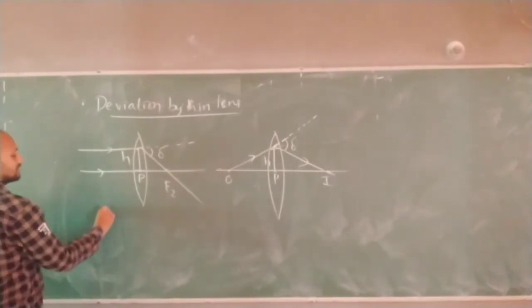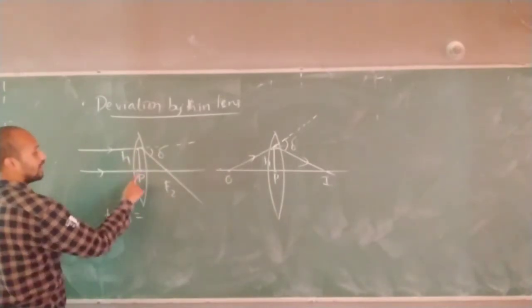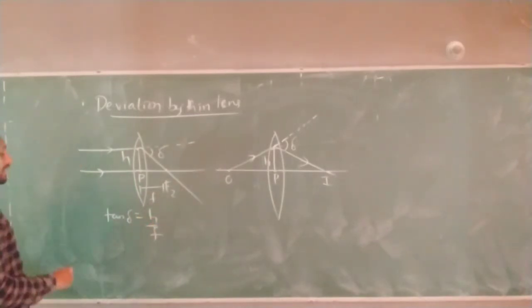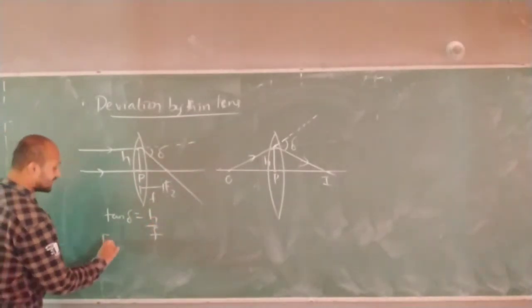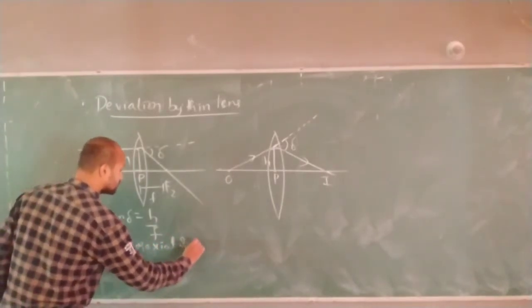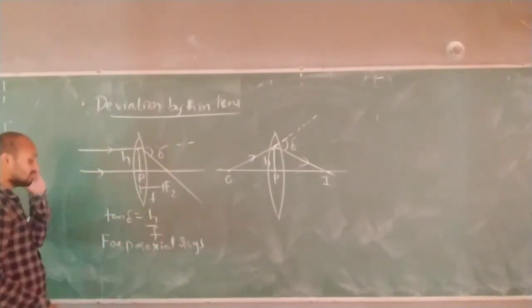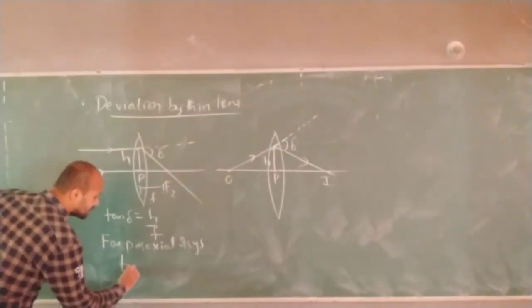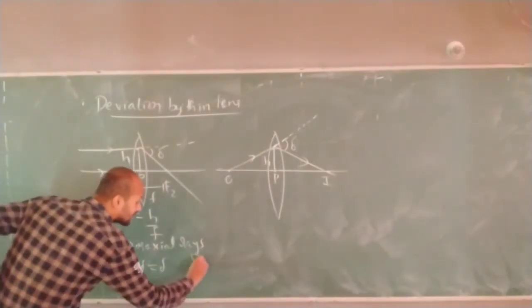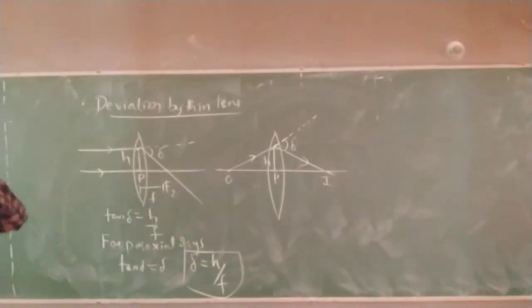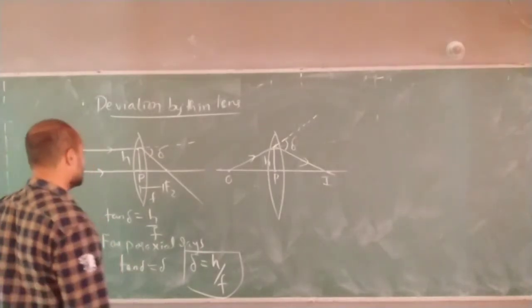In this case here, tan dou is equal to h by f. Tan dou is h by f. Got it now? For paraxial rays, means you know, which are nearer to the principal axis, angle dou becomes small. So tan dou will become nearly equal to dou. So dou is equal to h by f. This is the basic formula, deviation produced by thin lens. Got it now? Deviation produced by thin lens.